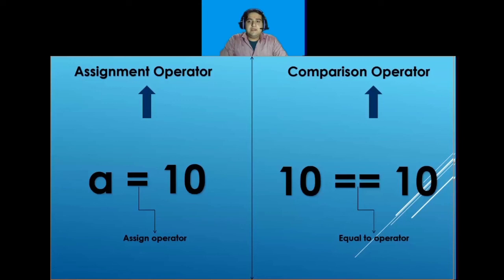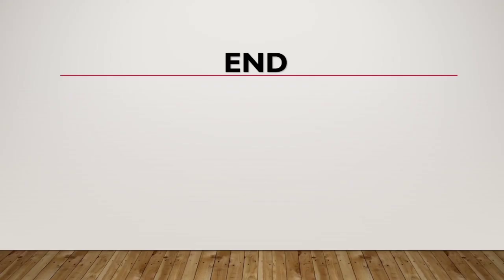Like in many other programming languages, in Python also a single equal mark is used to assign a value to a variable, whereas two consecutive equal marks is used to check whether two expressions are equal or not.